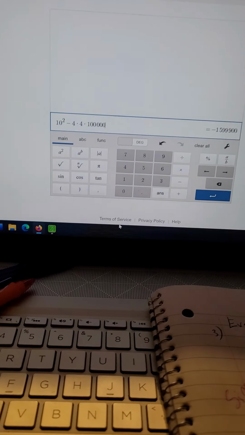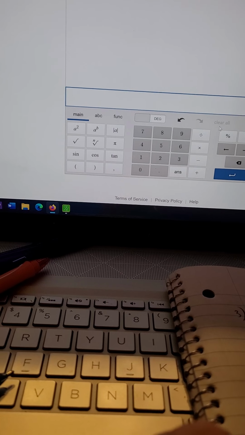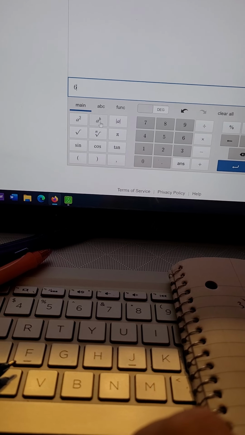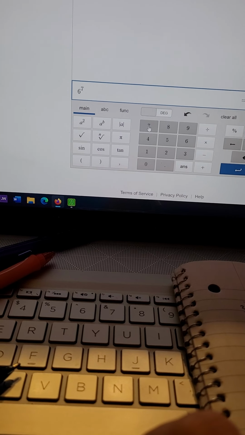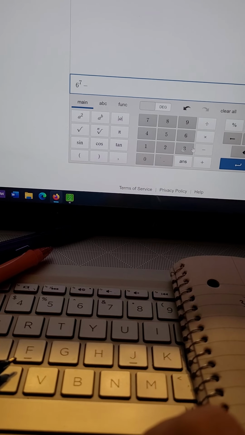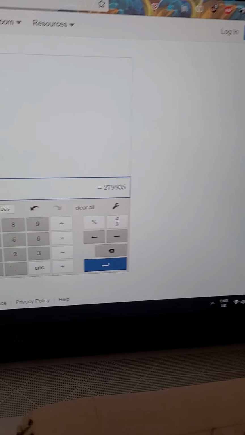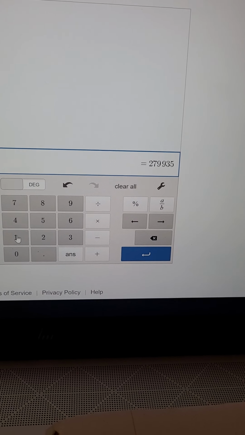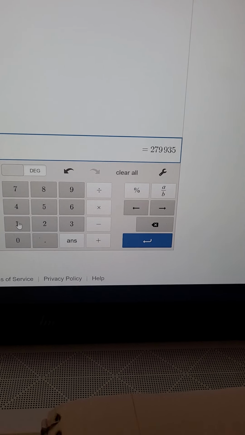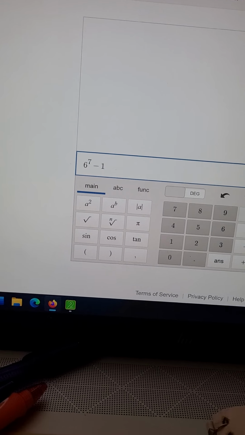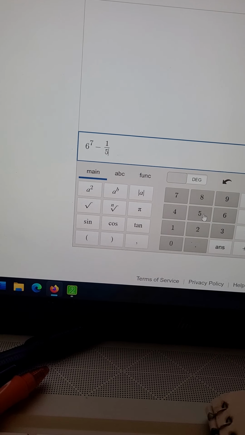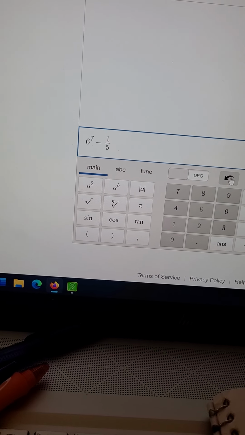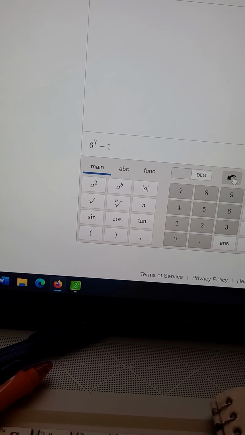So we need the calculator for 6 to the 7th power. Okay, so let's see. Clear all. 6. Press my exponent button. 7th power minus 1 is that big old number that's right there. So my numerator is 279,935. I need to divide it by 5. So we're going to divide it by 5. Oops, that's not what I wanted to do. Let's see, how do I erase stuff?